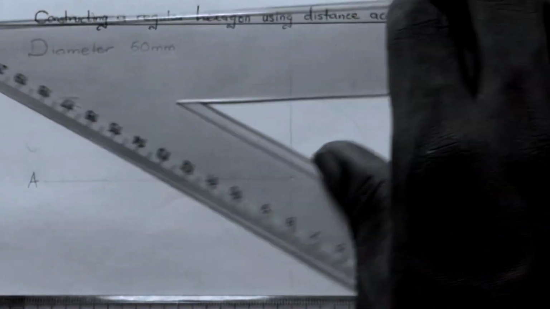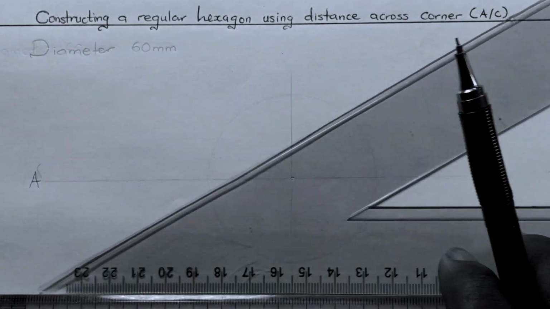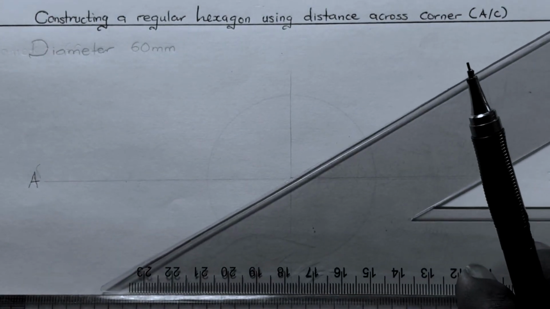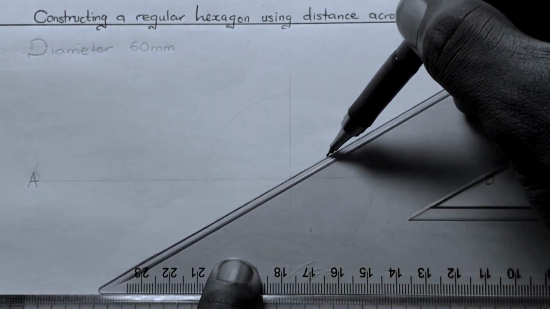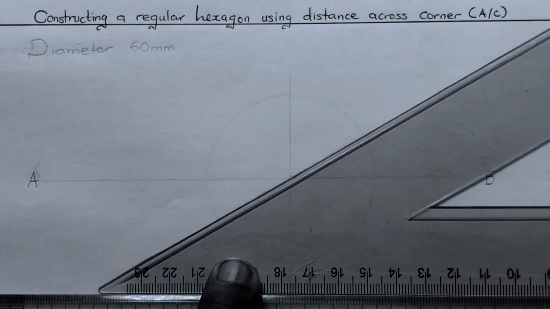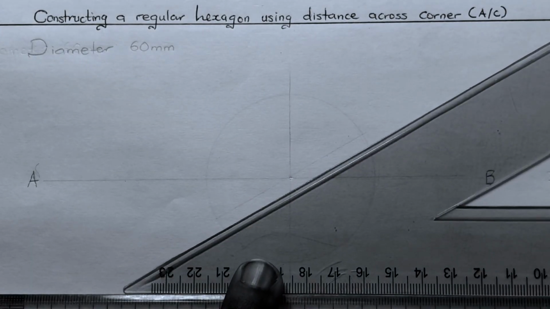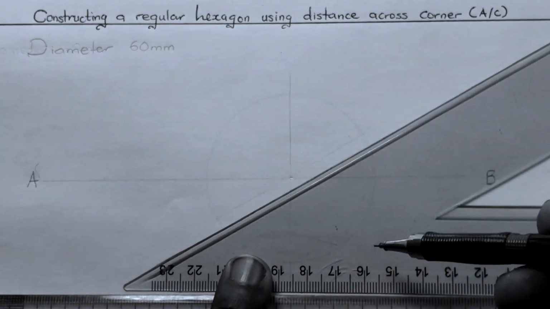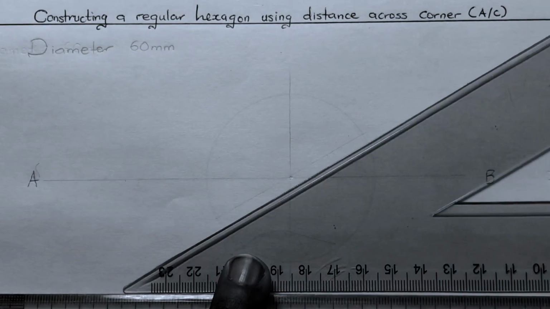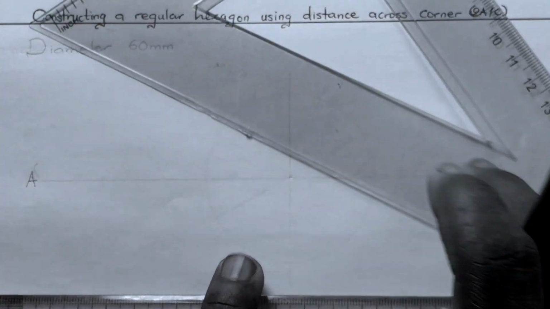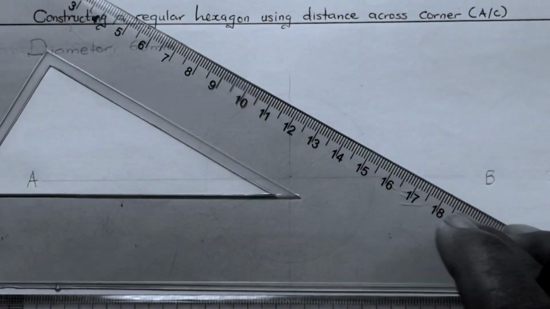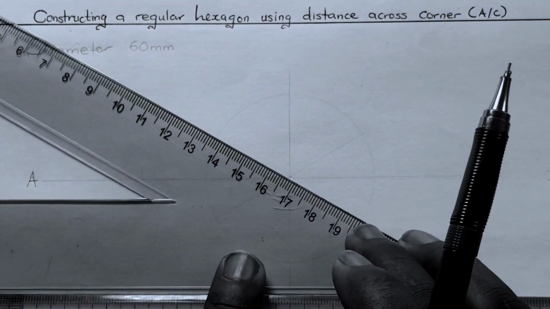So we are making use of the 30 degree angle on the set scale. We draw a diagonal line using a thin line touching two sides on the circumference of the circle. And then to draw the other diagonal line, what we do is to kindly turn the set scale to the other side.